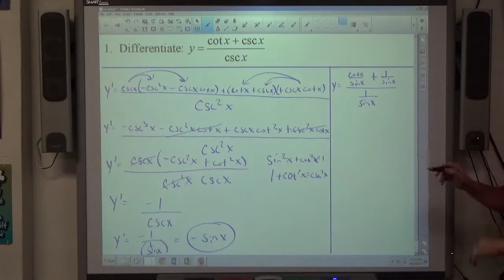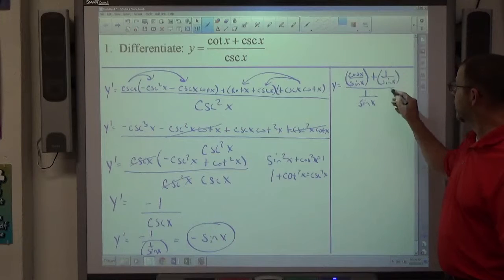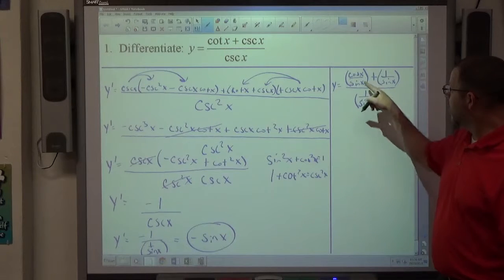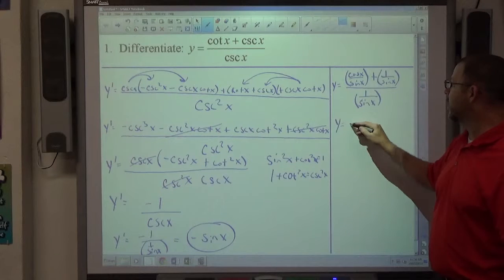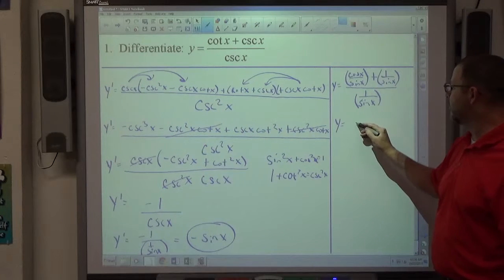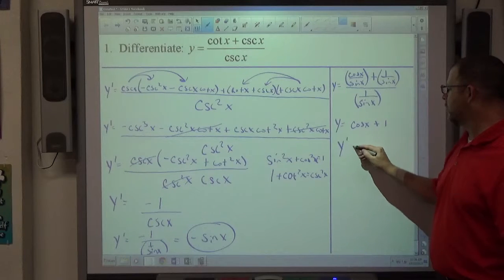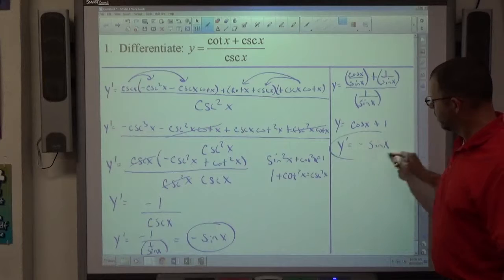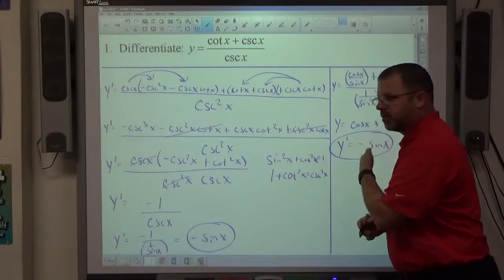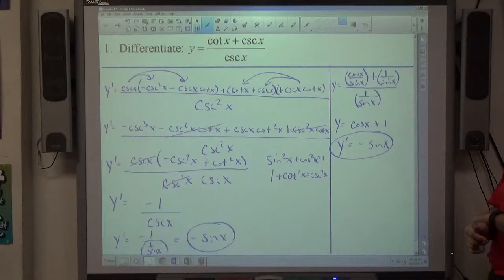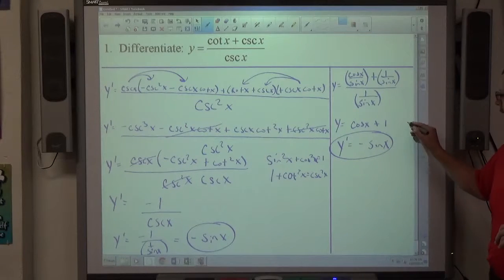Okay. We make it look a little uglier to begin with the intention of making it look prettier. Everything has a sine of x on it, so if I multiply everything by sine of x, I'm left with cosine of x plus 1. And if y equals cosine of x plus 1, y prime is negative sine of x. They get the same answer, but it's so much more difficult to try it without changing it to sine cosine structure. One on the test will be similarly done. If you can change everything to sine cosine structure, the simplified version of your equation will differentiate very, very easily.